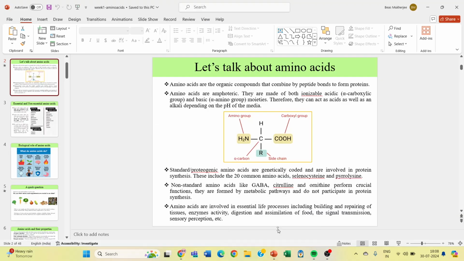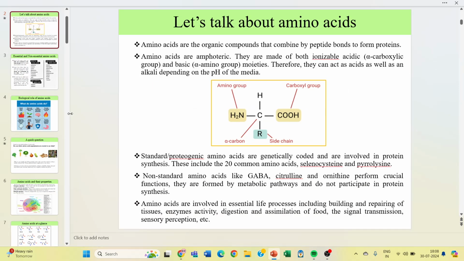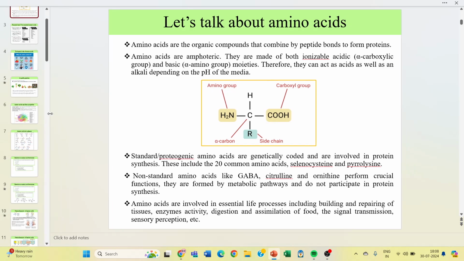Okay, so now let us, I'll actually increase this to full screen mode. Okay, I hope this will be easier for you to understand.